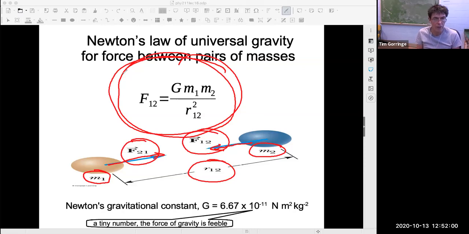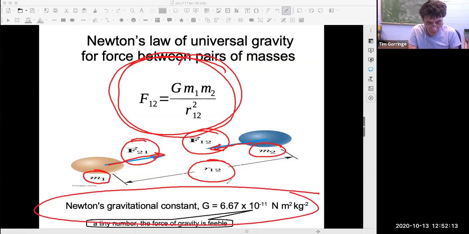It would determine, depending on whether it's big or small, how big a force gravity is. And that number is kind of interesting. It's called Newton's gravitational constant. Here it is. In SI units, it's actually very small. It's just about 7 times 10 to the minus 11. So it's a tiny, tiny number.